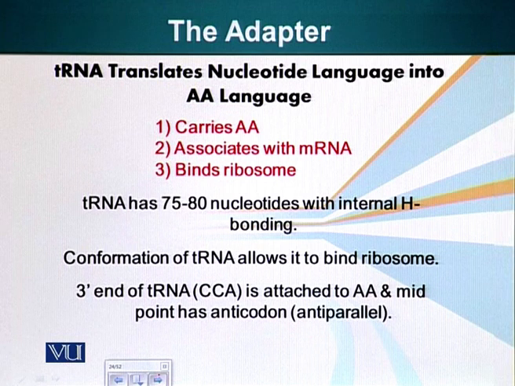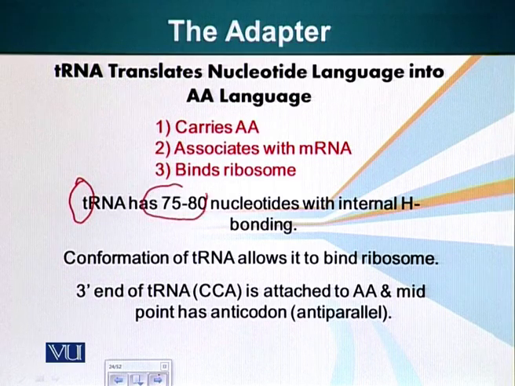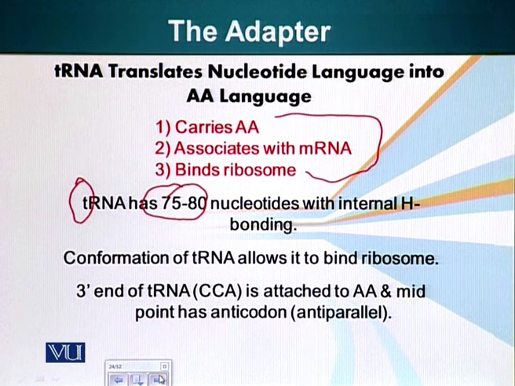So tRNA is the adapter. As the name implies, it is an RNA molecule, but we put a small t here, meaning that it's a transfer RNA. We have talked about one type of RNA, messenger RNA, which is carrying the message from the nucleus to the cytoplasm. This is the transfer RNA. It is about 75 to 80 nucleotides long, and it performs all these functions.